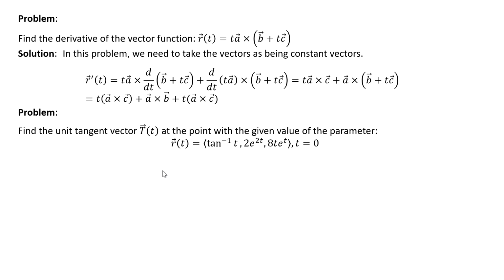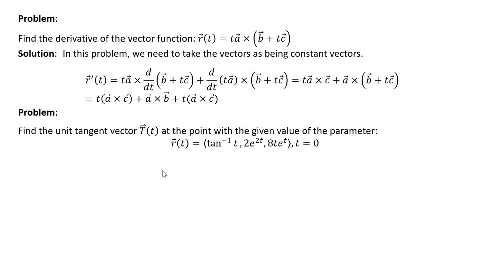And to find r prime of 0, can we find r of 0 and differentiate it? The answer to the first part, that is, can we find r prime of 0 and then divide that by the magnitude of r prime of 0? Yes, we can. But the second part is false, which is to find r prime of 0, can we find r of 0 and differentiate that? That's a no-no.